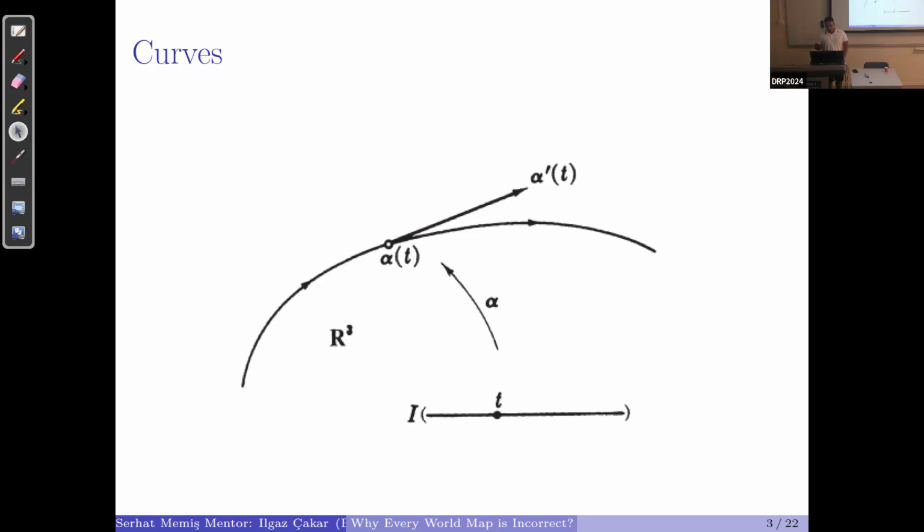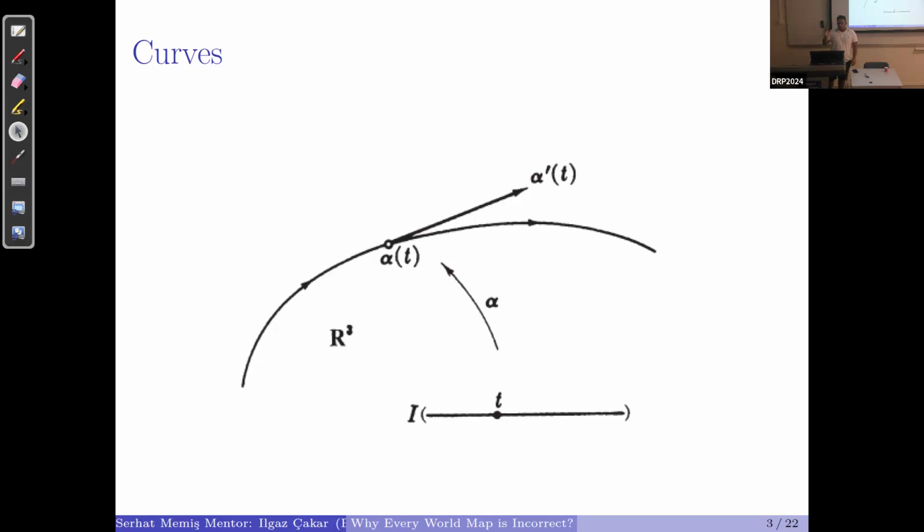What is a curve? A curve is a differentiable function from an open interval I in R to R3. Here is a graph of the image of a curve, and you can see a vector here. It is the tangent vector. If we take the derivative of the curve, it gives us a vector whose name is tangent vector, and the other name is velocity vector. And if we take the length of this vector, we call it the speed.